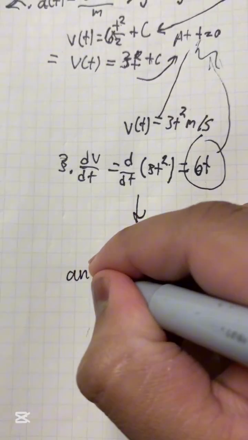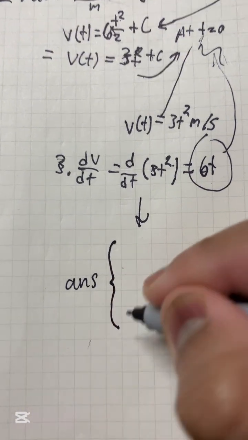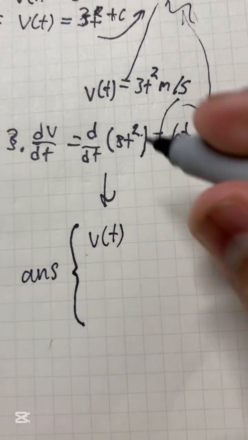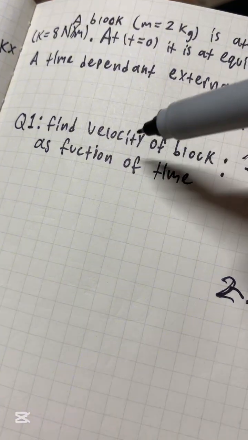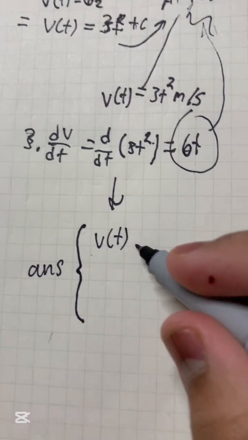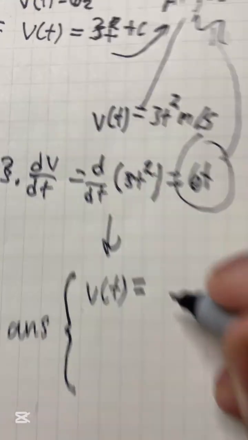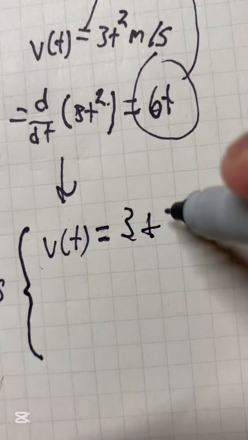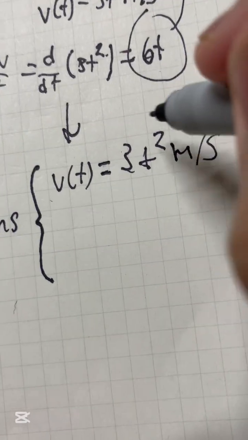Therefore, our final answer is velocity as a function of time. We're supposed to find velocity as a function of time; that's what the question is asking for. So our final answer is velocity equals 3t squared meters per second. That's our final answer.